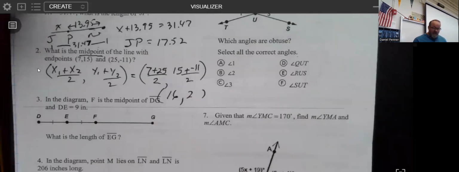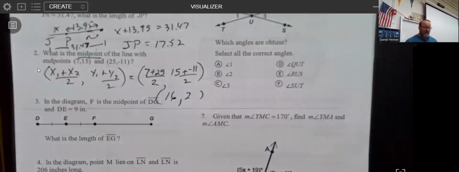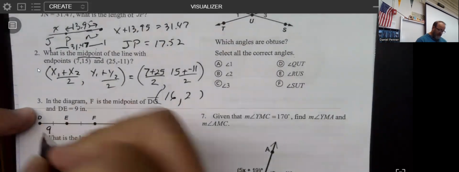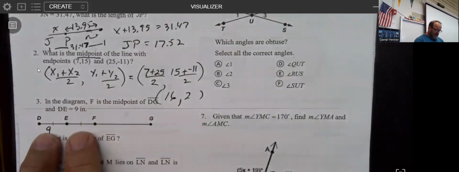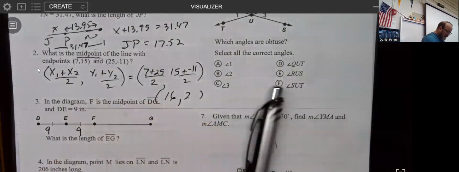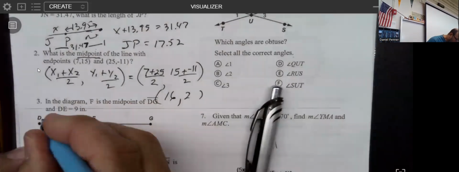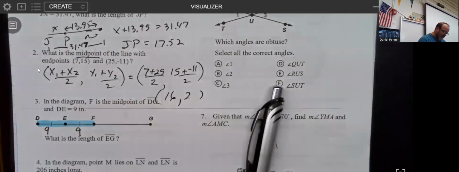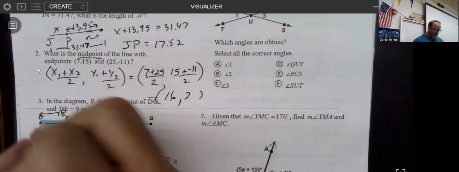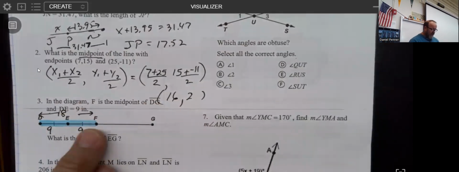Now, number 3 is another example of the segment addition postulate that we used in the first question, because it says in the diagram, F is the midpoint of DG. But it also says that DE is 9. So I'm telling you that this little portion right here is 9. But according to this little mark, that means this piece is also 9, which tells me that the segment going all the way from D to F has to be 18. That's again segment addition. 9 plus 9 is 18.